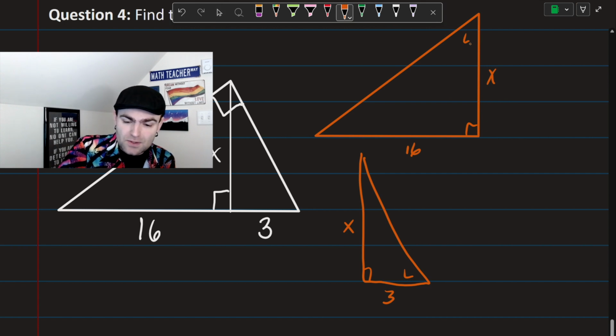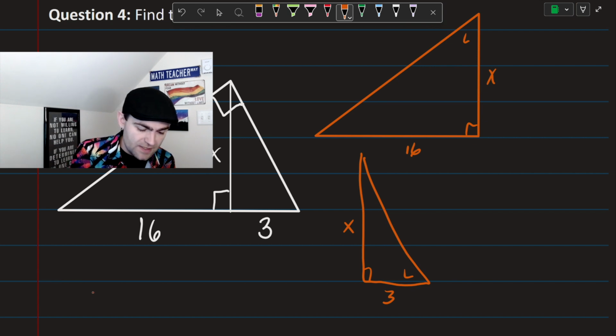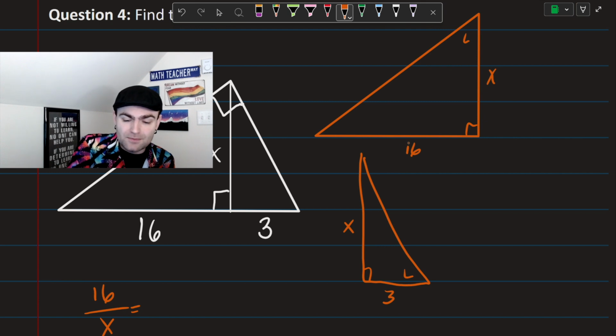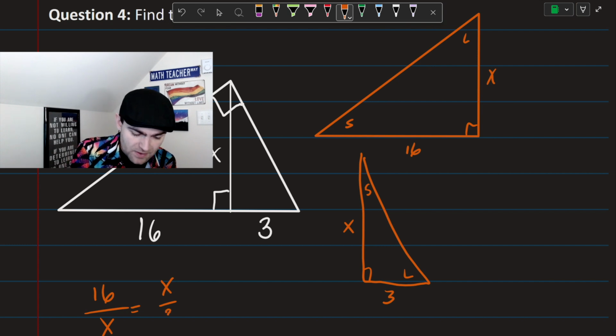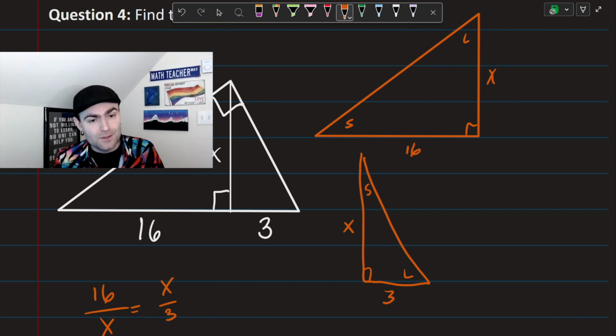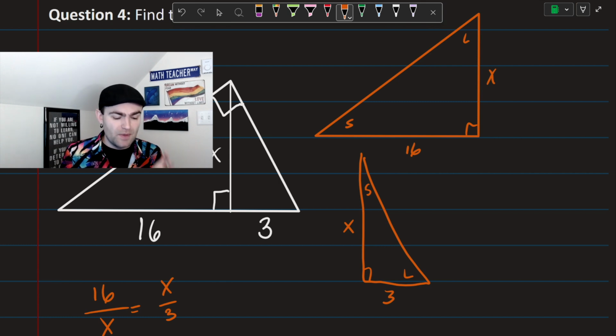Since the 16 is across from this angle and x is across from this angle in this triangle, we're going to put them together. So I'll say that 16 over x is equal to, and since I took 16 from this triangle, I'm going to take the x from this one. This would be the small angle. So that's x on the small one, and that would be across 3 in, it's x on the medium one, and that would be across from 3 on the small one. So we get this arrangement. We get 16 over x is equal to x over 3.